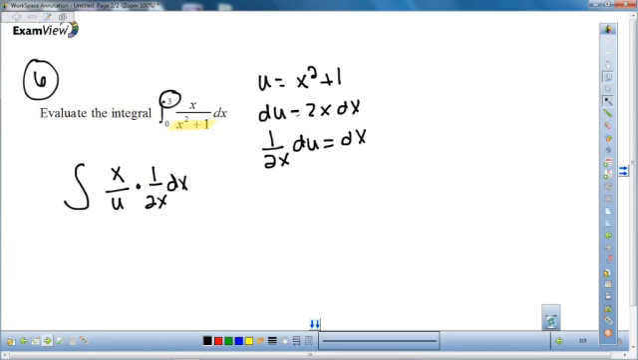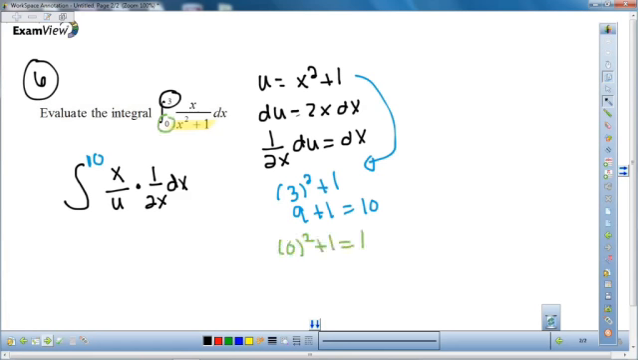So when x is 3, I'm going to substitute it in u. So I get 9 plus 1, or 10. So my upper limit becomes 10. And when x is 0, I get 1. So I changed my limits with the change of variables. I go from 1 to 10. So notice how my x's are going to cancel.